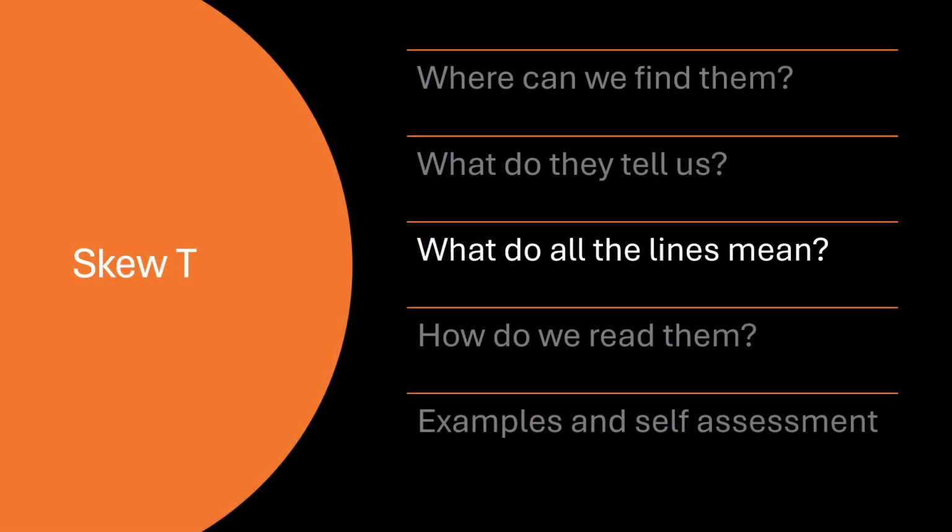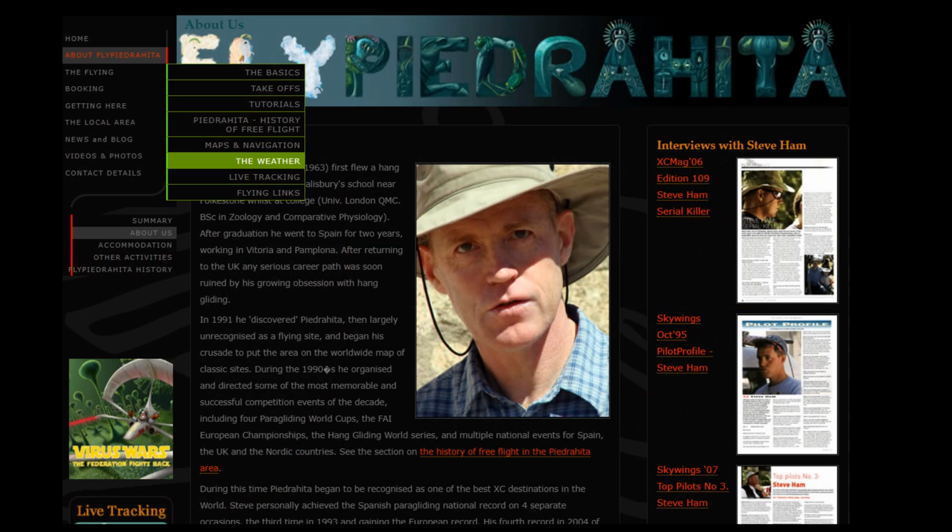Let's now take a little time to disentangle the graph and figure out what the various lines are telling us. At this stage, we should mention an exceptional British pilot and great free flight hero of both hang gliding and paragliding, Steve Ham. Steve now lives and guides in Piedrahita in central Spain, and he is an example of an experienced pilot who uses Skew T information to inform his flight planning on a daily basis.